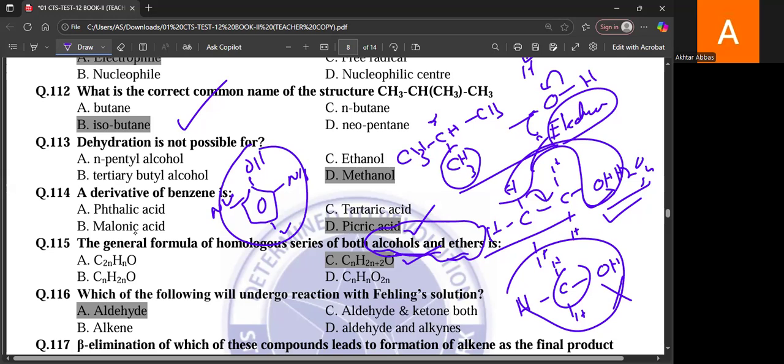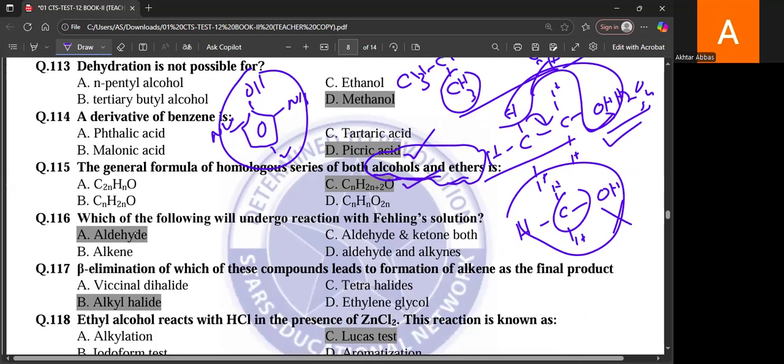Which of the following will undergo reaction with Fehling's solution? Aldehydes give Fehling's solution test. So we can say that alpha option is correct. Beta elimination of which of these compounds leads to the formation of alkene as the final product? It is alkyl halide. Beta elimination reaction: we can remove beta hydrogen when the alkyl halide reacts with potassium hydroxide.